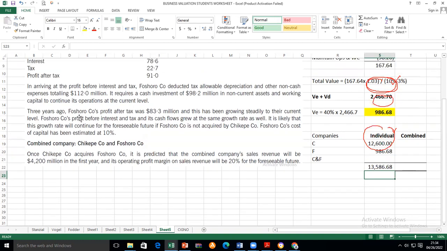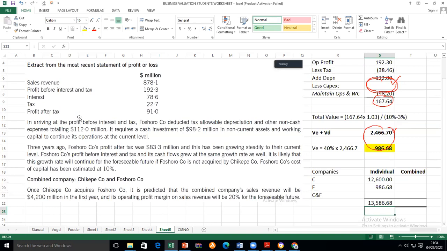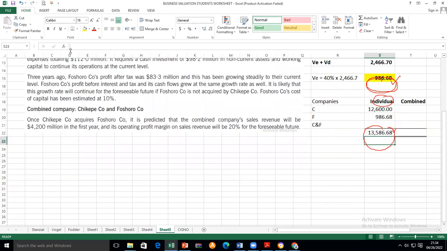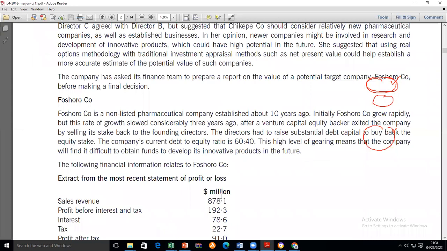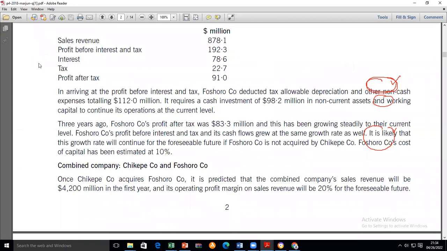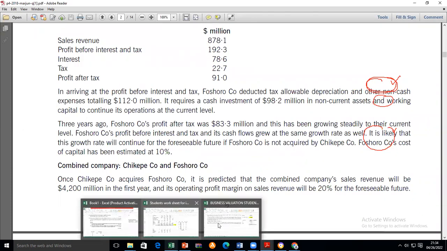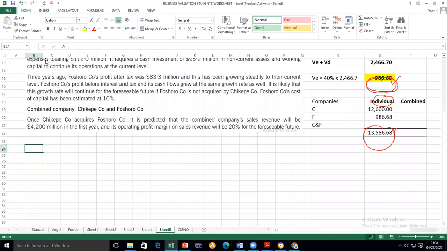Now let's look at the combined company. Combined company, where are their details? Let's put in the values for the combined company. Let's go. Combined company is here. We now know the formula, isn't it? What formula am I talking about? The formula for the free cash flow. Now we have an idea of the formula, isn't it?